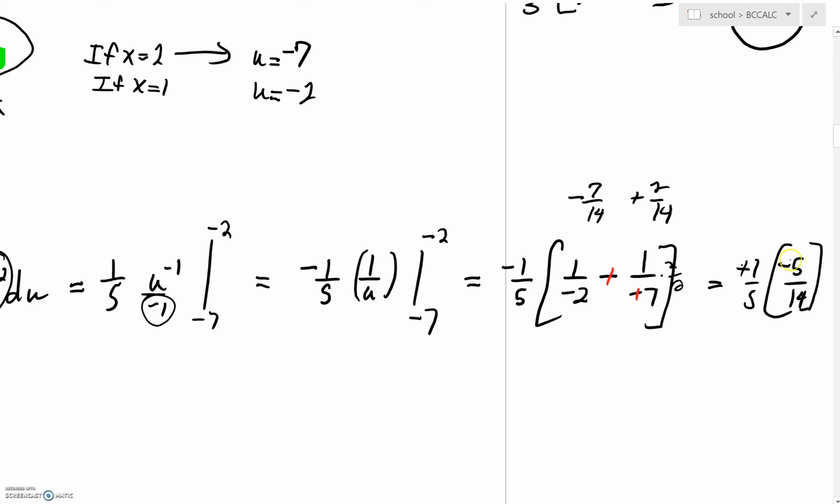Now, a negative times a negative is a positive, and our 5s could cancel, and we'd be left with a single answer of 1/14. Please understand, and this is super important too, that it's okay if our answer would have been negative. Remember, integrals really represent net area underneath the curve.